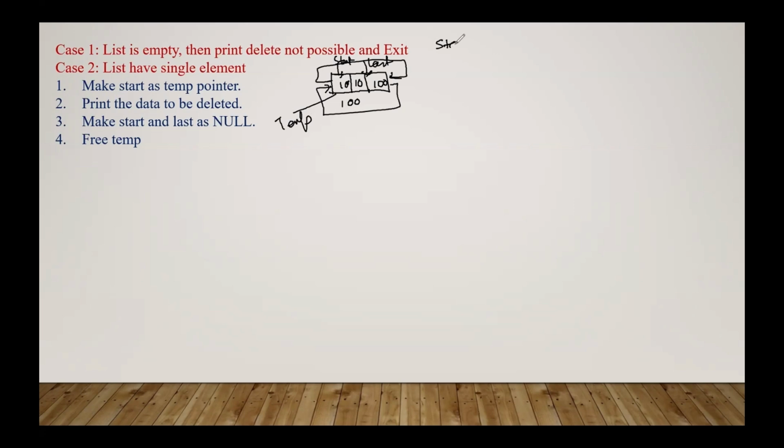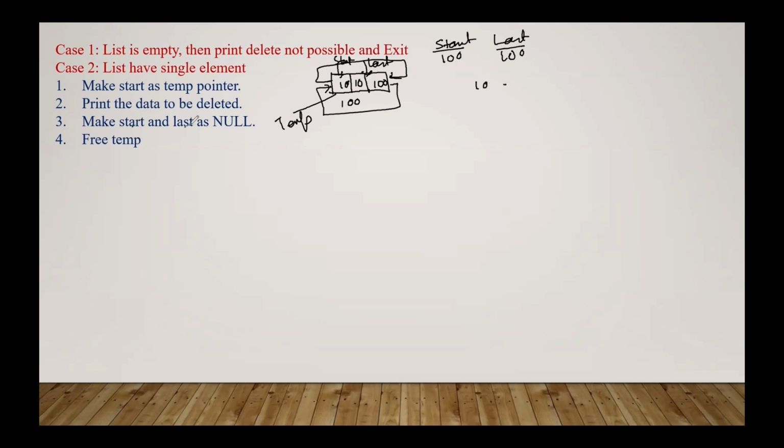So right now, what happened? Start stores which value? 100. Last also stores the value 100. That's why I point to this node. Now print the data to be deleted. Which data is deleted? Right now 10, we have to print 10 is deleted.